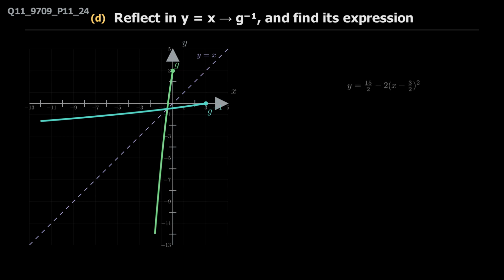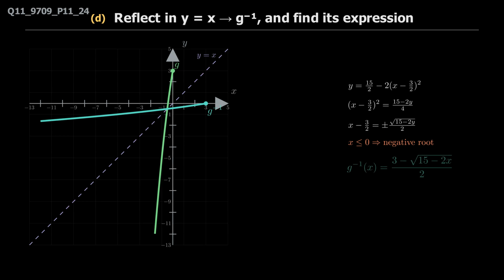Write y in completed square form and rearrange for x. Square root gives plus or minus. Because x was at most 0 on g, take the negative root. That yields g inverse of x equals 3 minus root 15 minus 2x, all over 2. Box the final inverse formula.